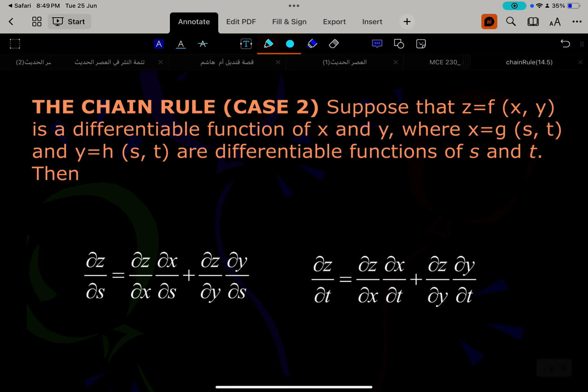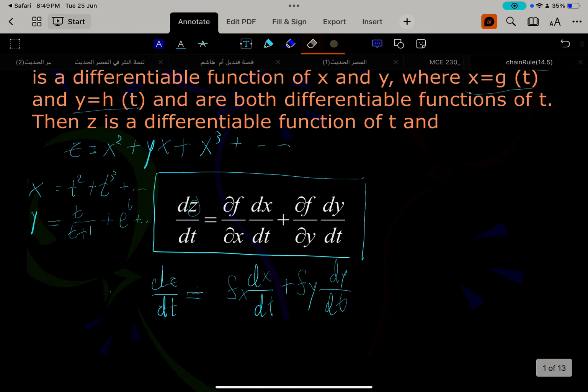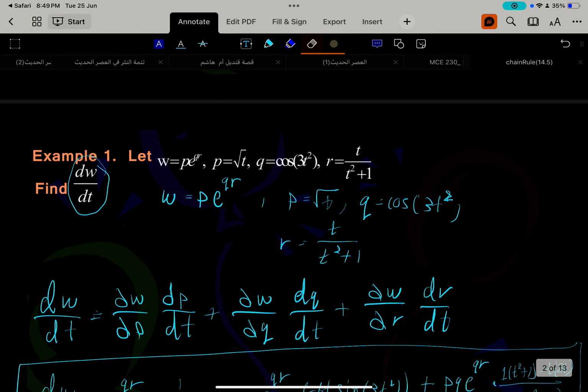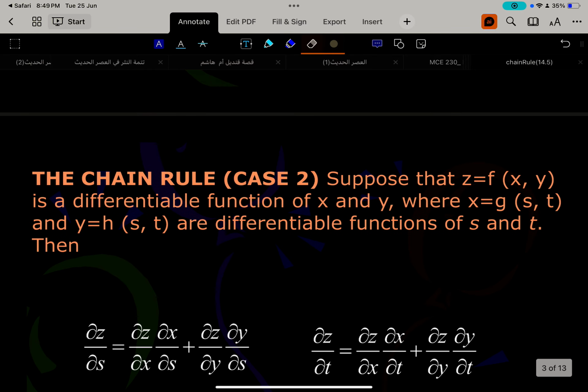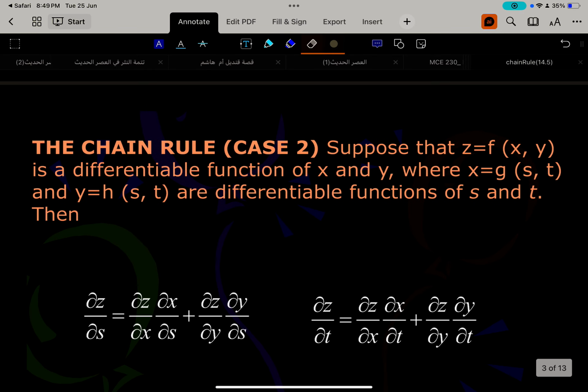So now we have the chain rule, which is the second case. First we covered case 1. What is the second case? What is case 2? Suppose that z is a differentiable function of x and y, where x equals g, a function of s and t, and y is a function of s and t, are differentiable functions of s and t.